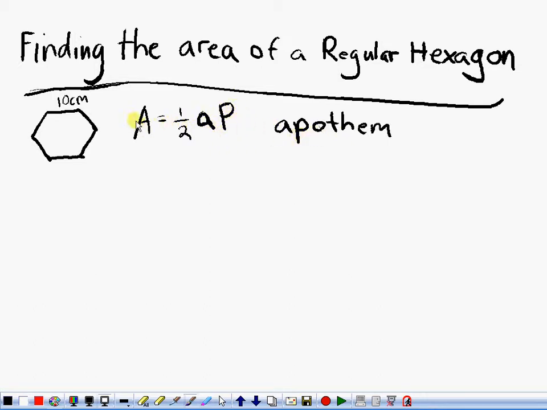But apothem, and what an apothem is, it is the distance from the center of the object, or rather a line from the center of the object to the center of one of the sides. So in our particular case, this line would be the apothem. Okay, so it's area equals 1/2 apothem times perimeter.